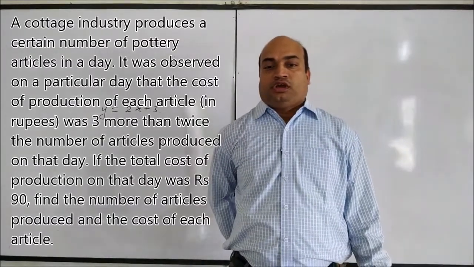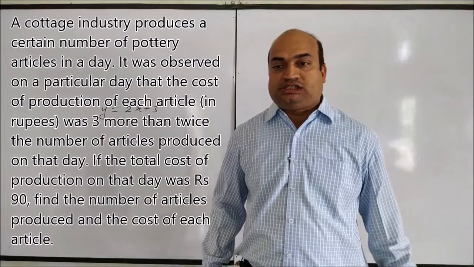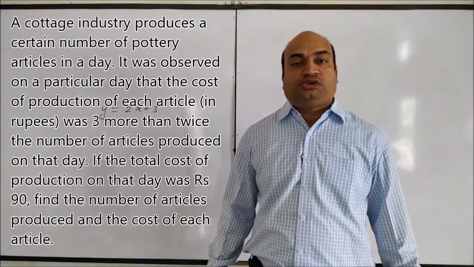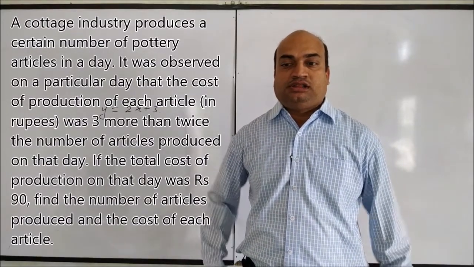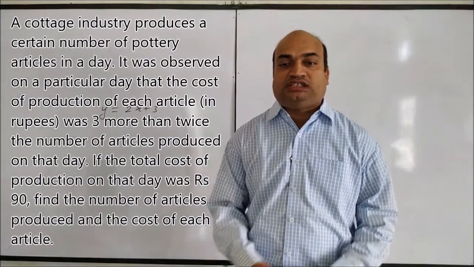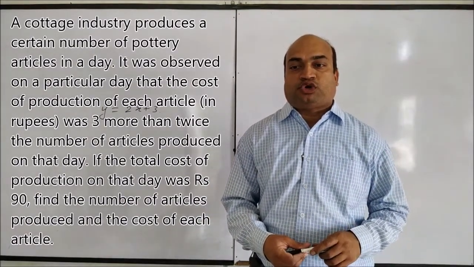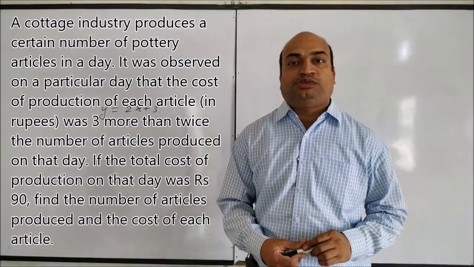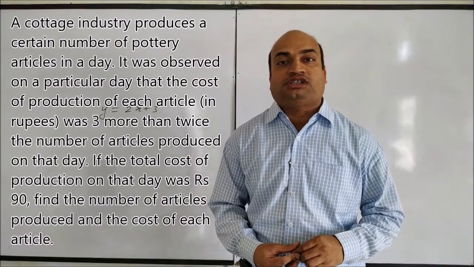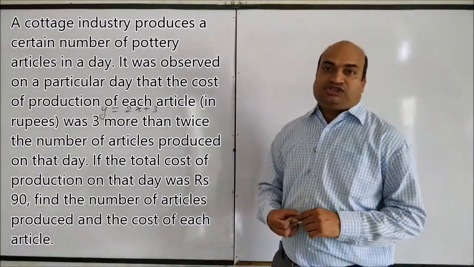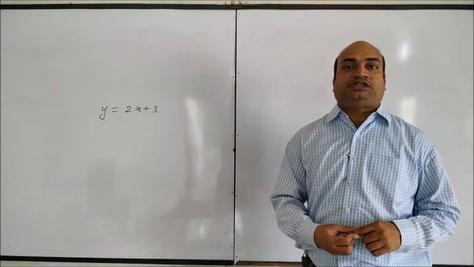Question is, a cottage industry produces a certain number of pottery articles in a day. It was observed that on a particular day, the cost of production of each article was 3 more than twice the number of articles produced on that day. If the total cost of production on that day was rupees 90, find the number of articles produced and cost of each article. We will consider the number of articles produced x and cost of each article y.